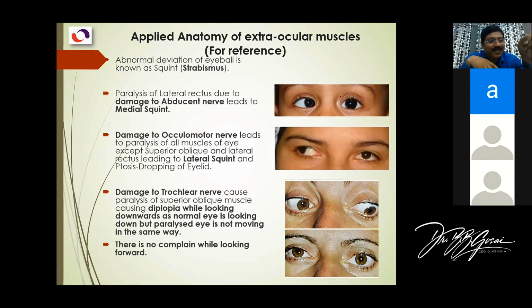If the lateral rectus is paralyzed, the eyeball will move in which direction? Medial. Sarah, right? Medial. Okay, so abnormal deviation because of unbalanced medial rectus. Unbalanced medial rectus, the eyeball will move medially, and that is what is the medial squint. So you understand the principle. Medial squint is because of paralysis of lateral rectus.